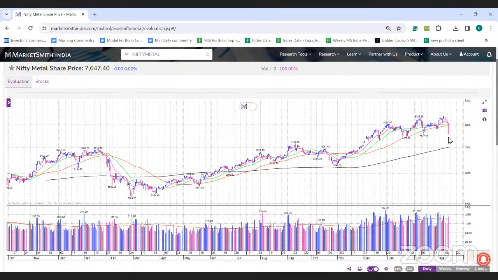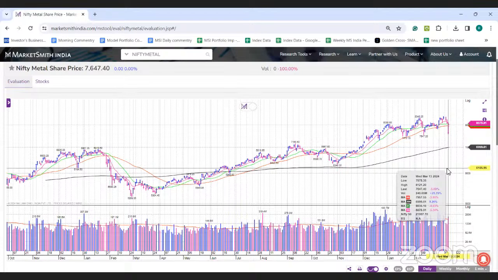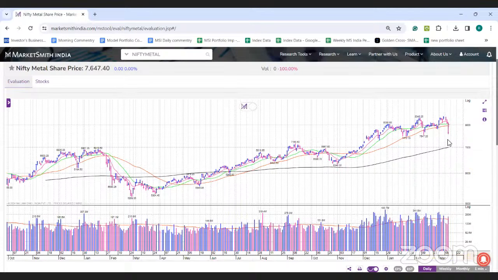But still it failed to recover its 50 DMA. So I think for the metal index to recover the 50 DMA and then move towards a fresh all-time high is crucial. See, yesterday there was a fall, but look, the volume is quite high. If you can see yesterday's candle, the volume is relatively high when the index fell. So this is something crucial to note.